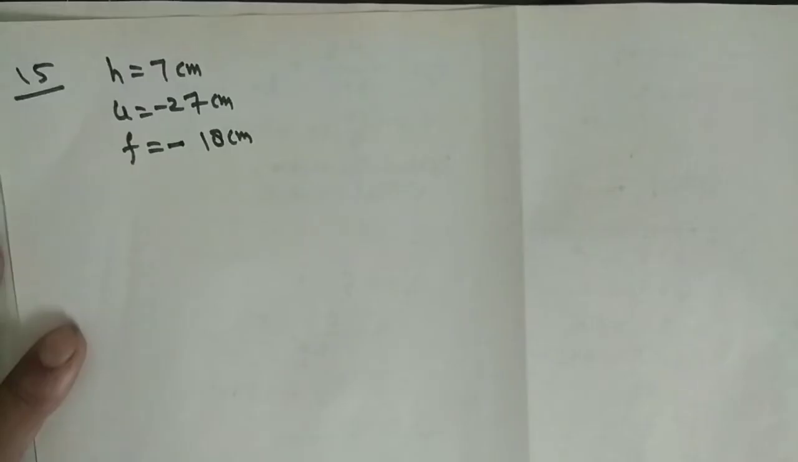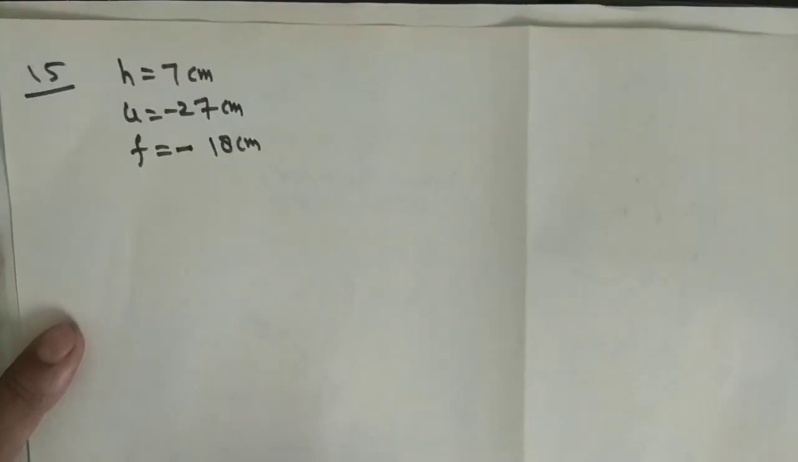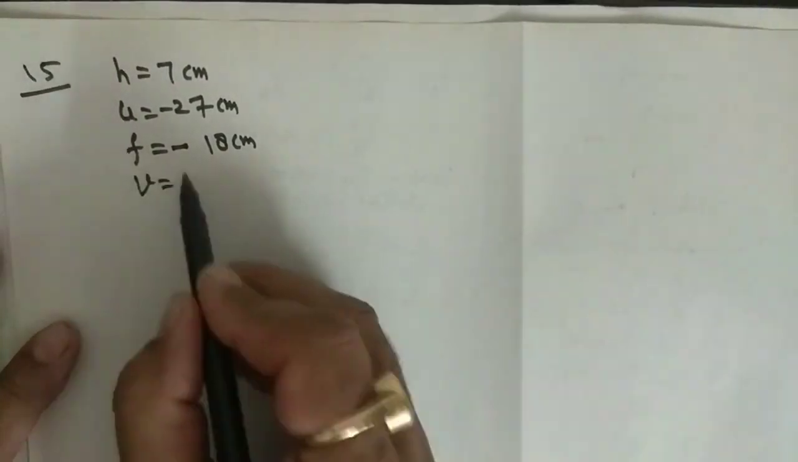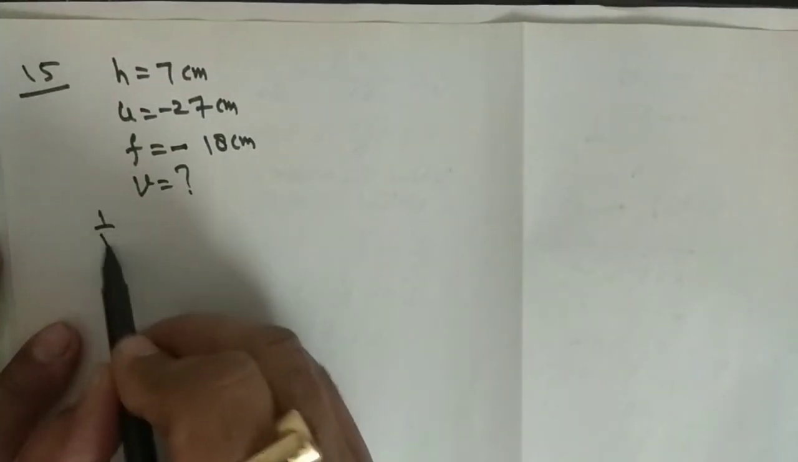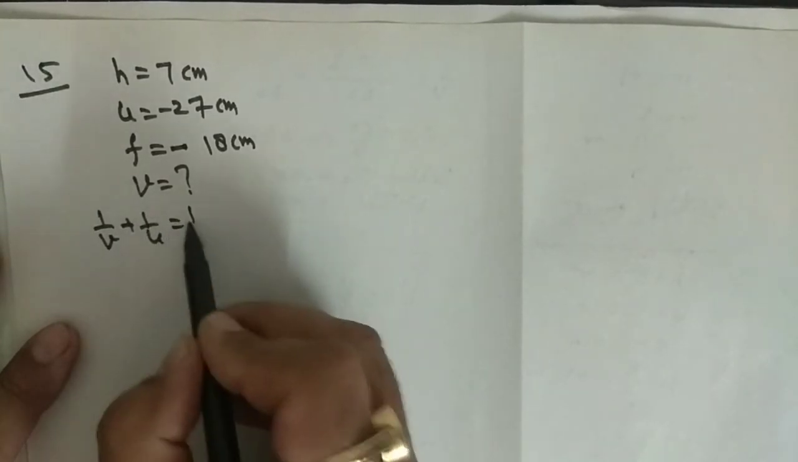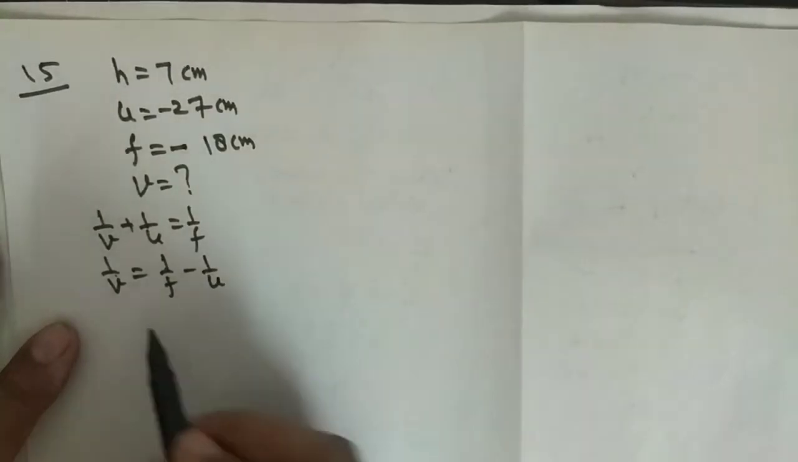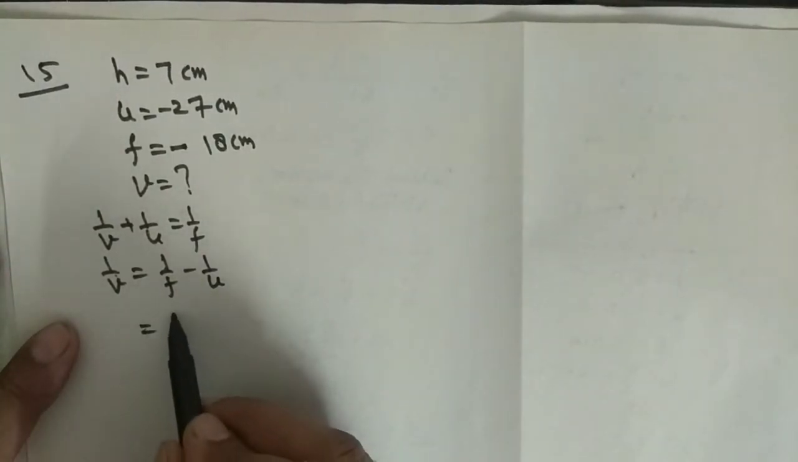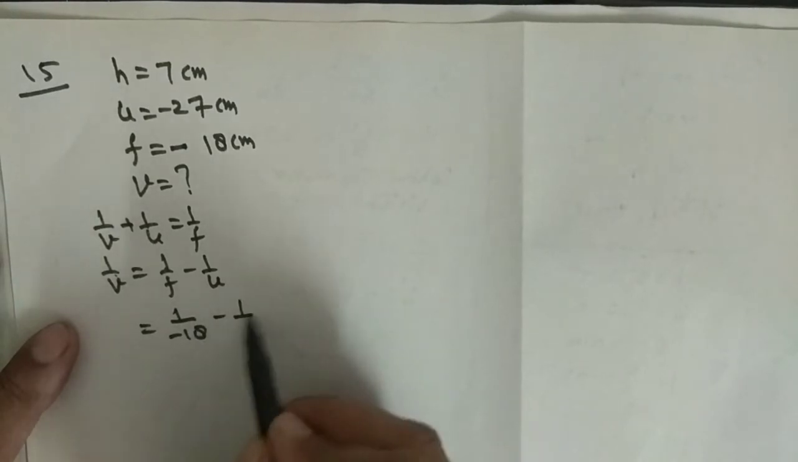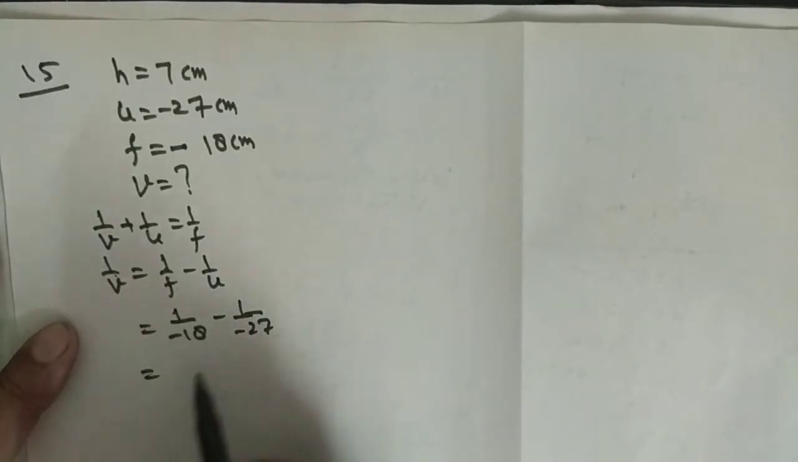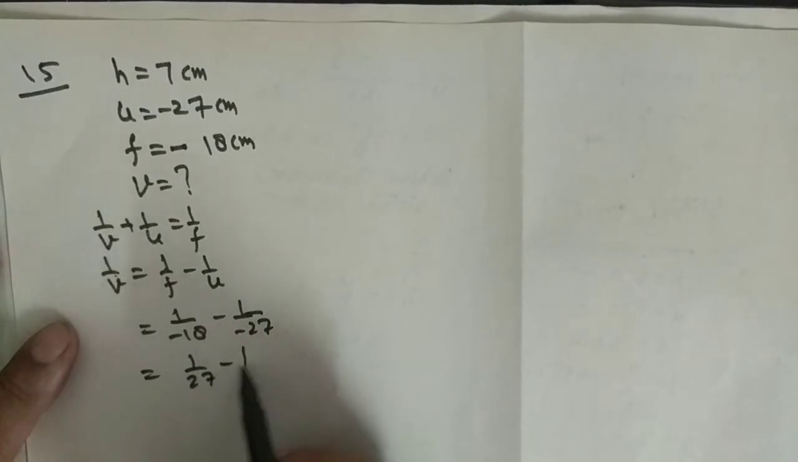At what distance from the mirror should a screen be placed so that a sharp focused image can be obtained? Obviously, in the question it is asked to find the position of the image. So find the v using which formula? Mirror formula. So the formula is 1 upon v plus 1 upon u is equal to 1 upon f, or 1 upon v is equal to 1 upon f minus 1 upon u. Now putting the values with sign. So 1 upon minus 18 minus 27. Okay, or say 1 upon 27 minus 1 upon 18.